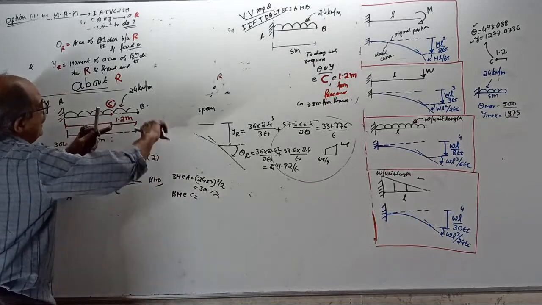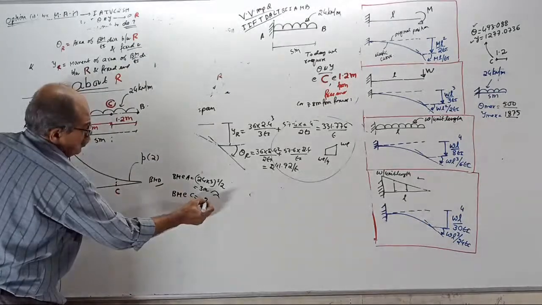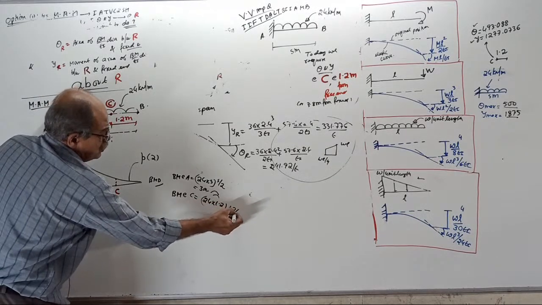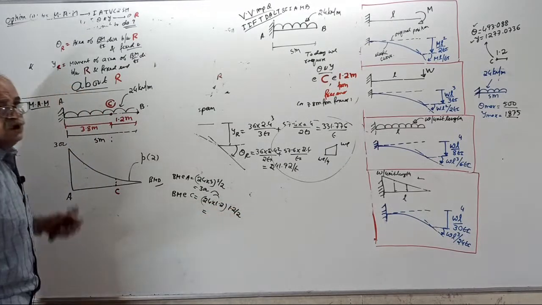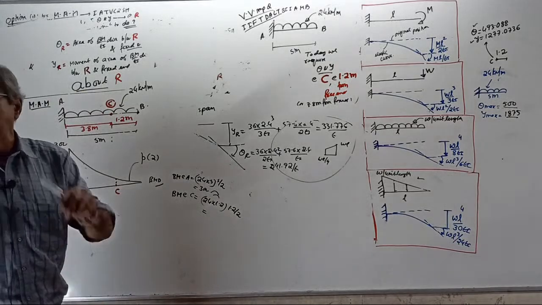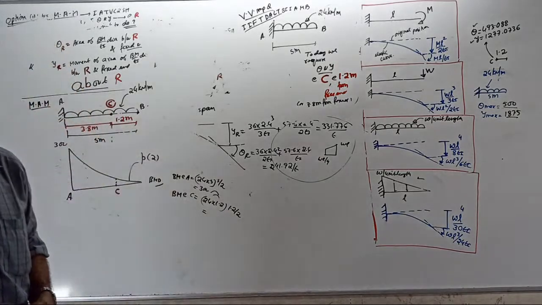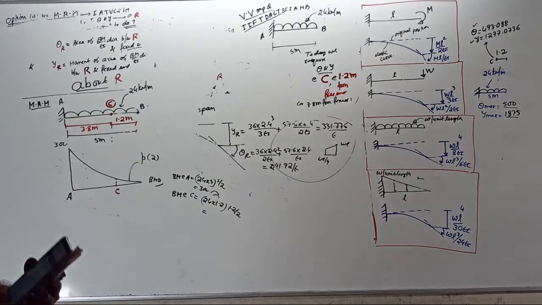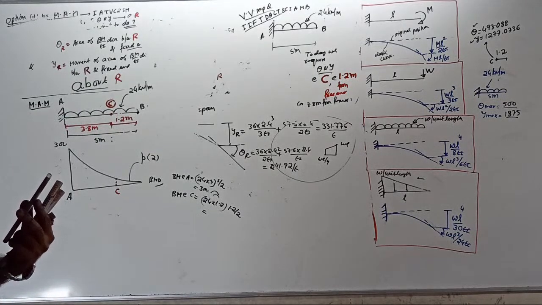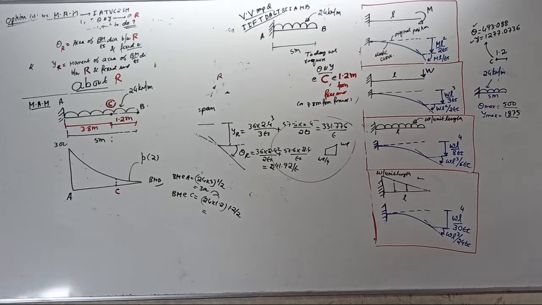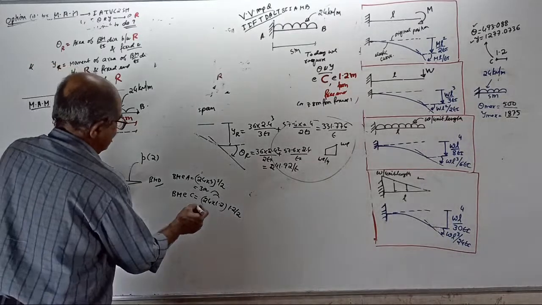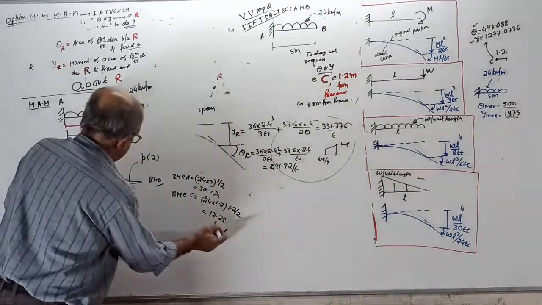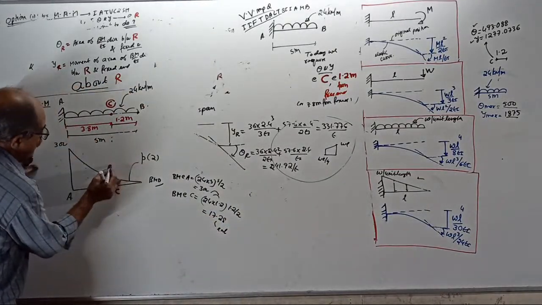We also want the bending moment at C. If I look this way, it is 24 into 1.2 into 1.2 by 2. Tell the answer. It is 17.28. Don't give the wrong answer. 17.28. Enter it here.